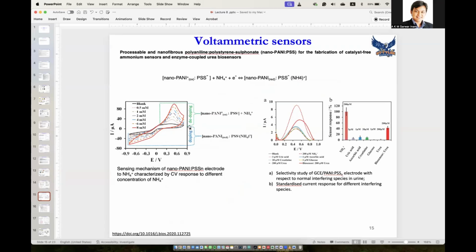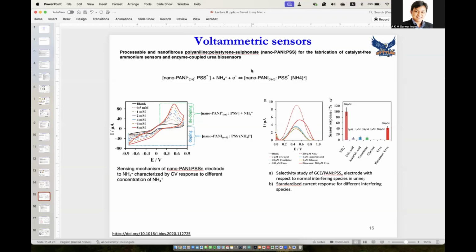So here, this is the last example of the voltammetric sensor. Let's start with the title at first. Processable and nanofibrous polyaniline polystyrene sulfonate. Shortly, we call it PANI PSS, polyaniline PSS. Okay, PANI PSS for the fabrication of catalyst-free ammonium sensor and enzyme-coupled urea biosensor.